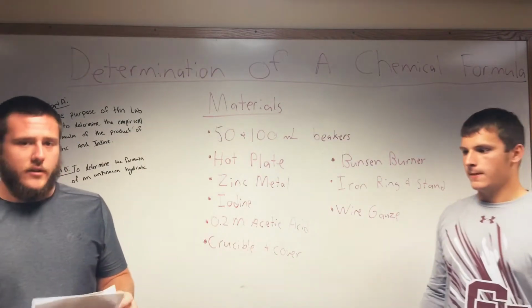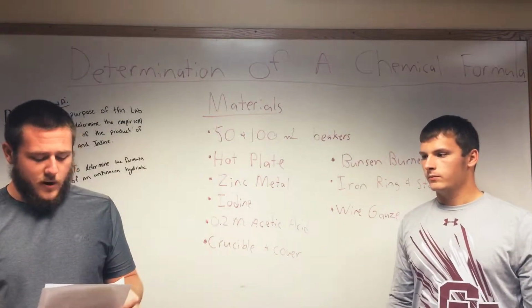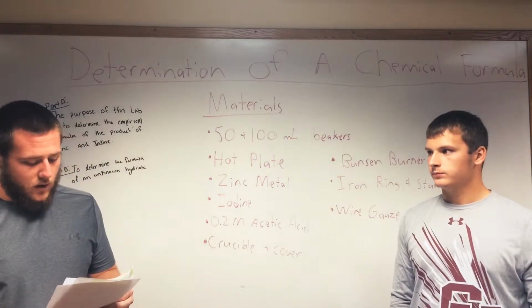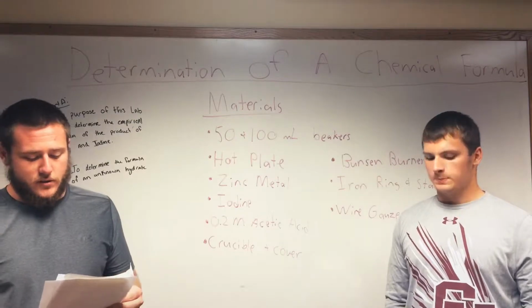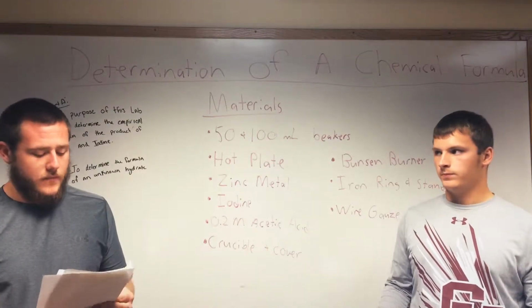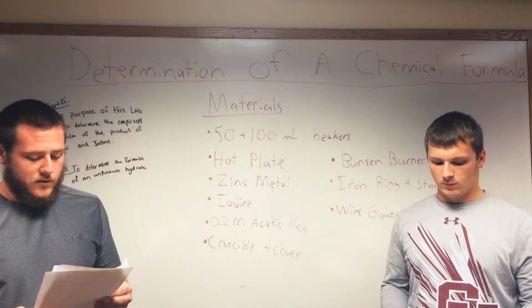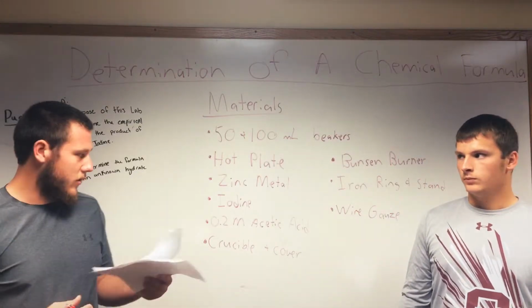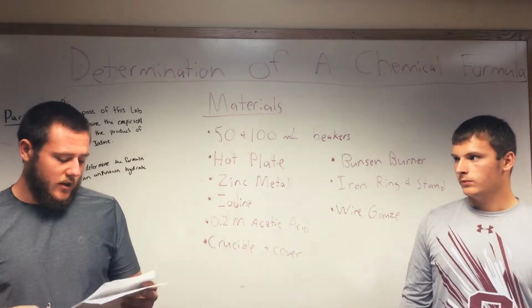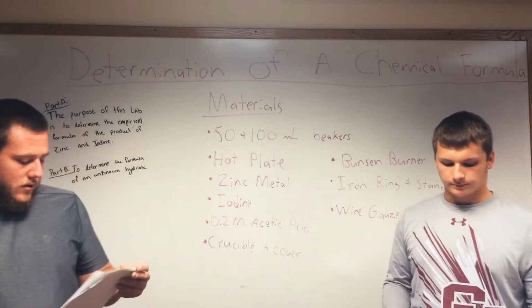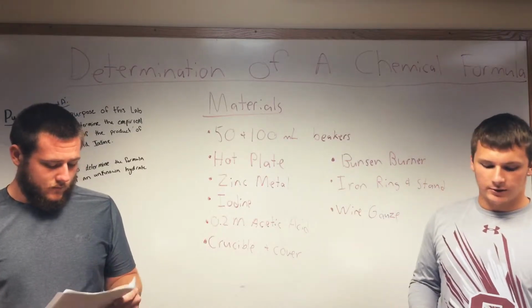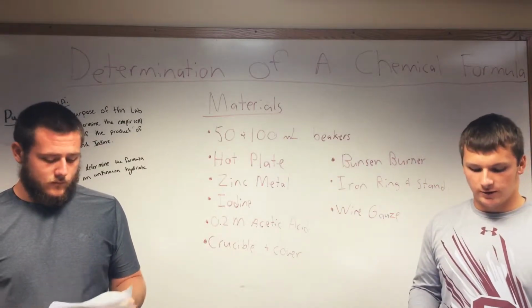The procedure for this was to weigh out approximately 0.6 grams of zinc, and then you would weigh out approximately 0.6 grams of solid iodine. Then you would add the zinc to a beaker, approximately 5 milliliters of 0.2 molar acetic acid. When we mixed these two substances together, we had to record the observations of that.